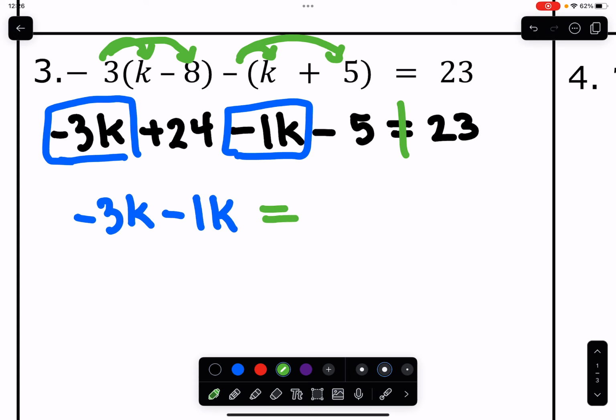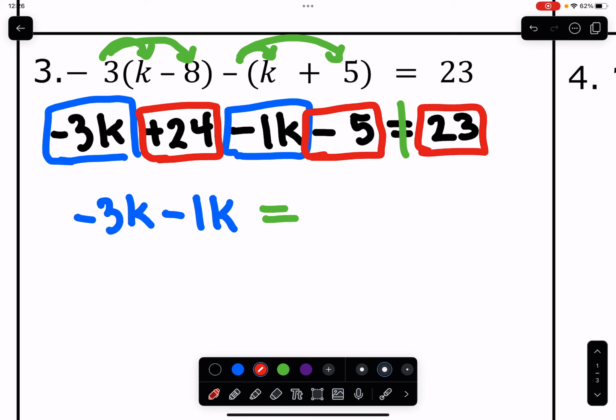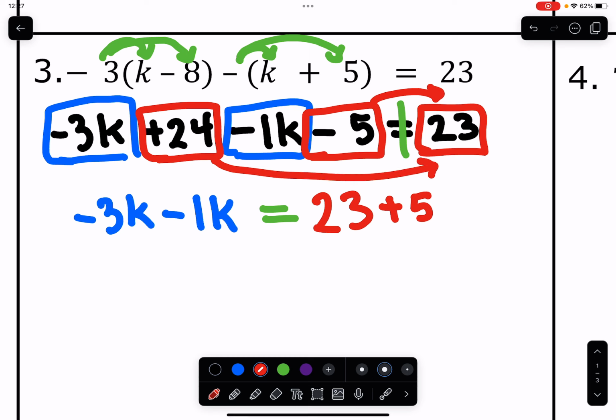Here's my equal sign, and I want my constants, let me highlight them in red, box them in red, to be on the right side of the equal sign. Well, the 23 is already on the right side of the equal sign, so that's going to stay as positive 23. However, the negative 5 needs to be moved to the right side, so that becomes positive 5. And the 24 also needs to be moved to the right side, so that becomes negative 24.